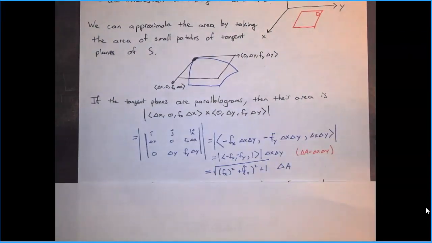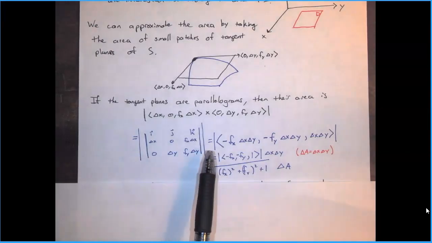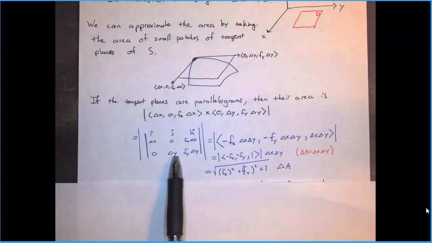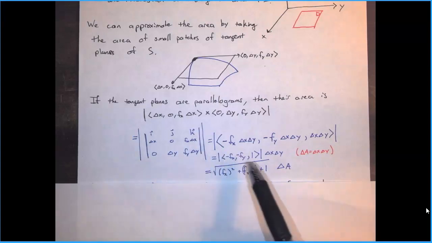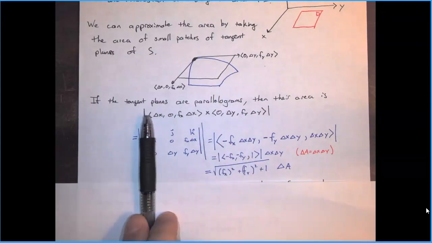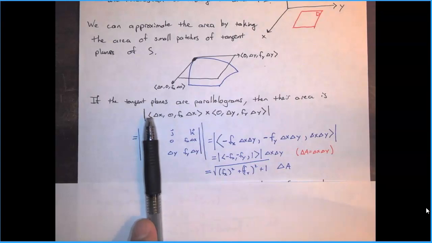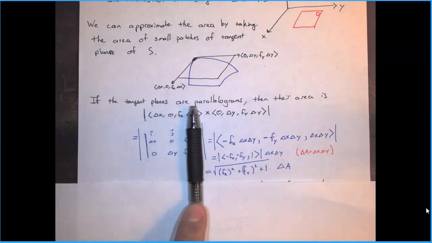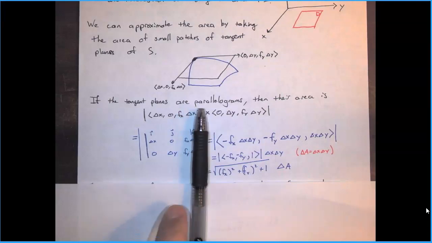And I've got it all worked out here. So these outer lines are a magnitude. These inner lines, this is the determinant I use to compute my cross product. So then the first component, I get negative the partial derivative of f with respect to x times delta x delta y. The second component, I multiply by a negative, and I compute the partial derivative of f with respect to y, delta x delta y. And then the third component is just delta x delta y.